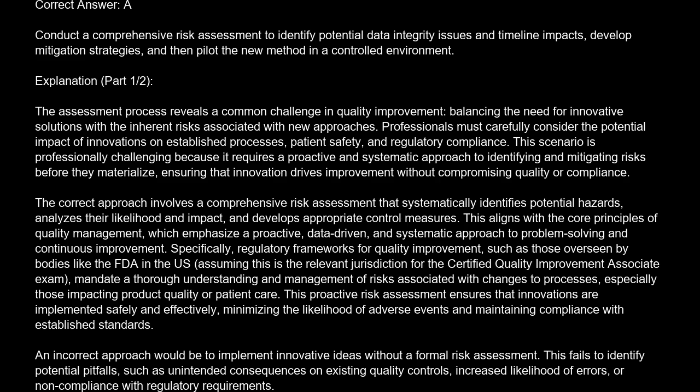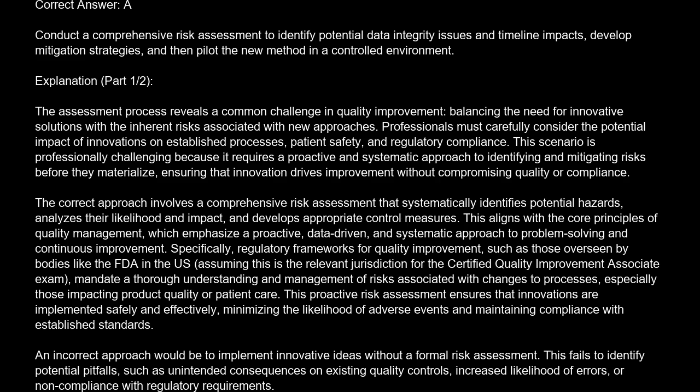Professionals must carefully consider the potential impact of innovations on established processes, patient safety, and regulatory compliance. This scenario is professionally challenging because it requires a proactive and systematic approach to identifying and mitigating risks before they materialize, ensuring that innovation drives improvement without compromising quality or compliance. The correct approach involves a comprehensive risk assessment that systematically identifies potential hazards, analyzes their likelihood and impact, and develops appropriate control measures. This aligns with the core principles of quality management, which emphasize a proactive, data-driven, and systematic approach to problem-solving and continuous improvement.